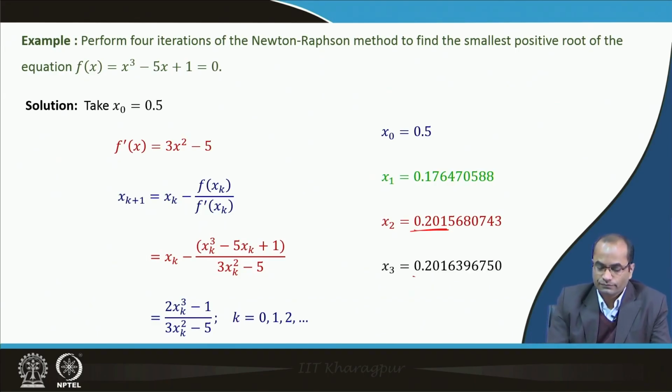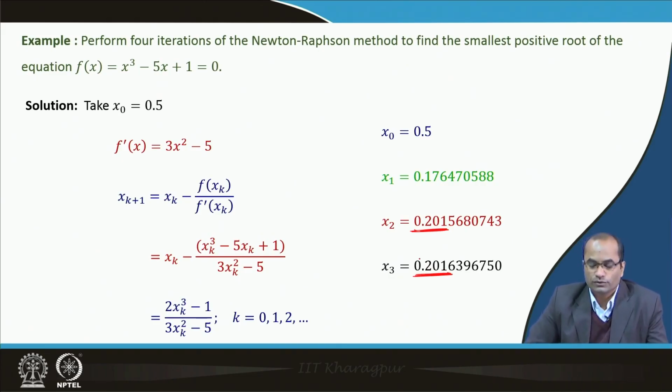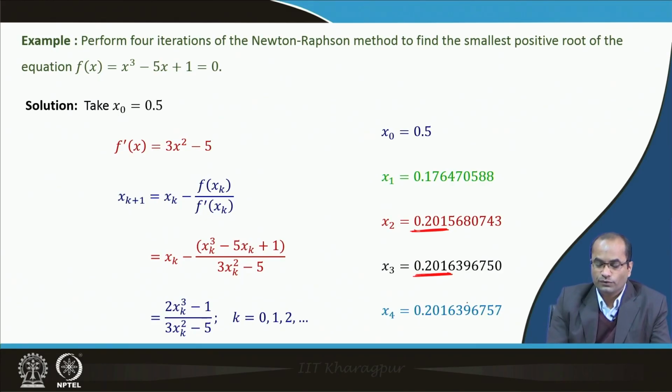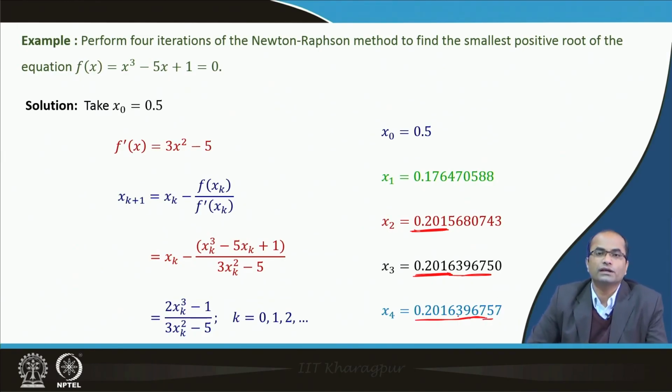If we go further up to 3 digits, there is no change, because this exactly matches the actual value also. And for example, if we go to x 4, we are matching up to so many digits. So just after 4 iterations we are getting a very good, very nice approximation using this Newton-Raphson method, which was not the case earlier when we solved this with the bisection approach or the fixed point iteration method.